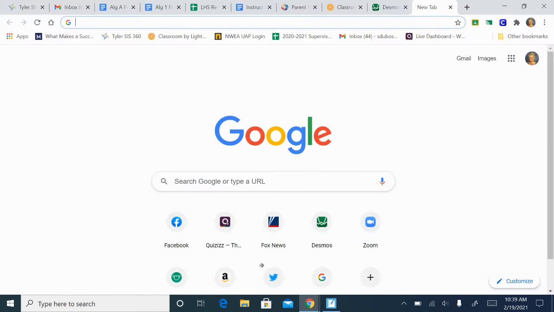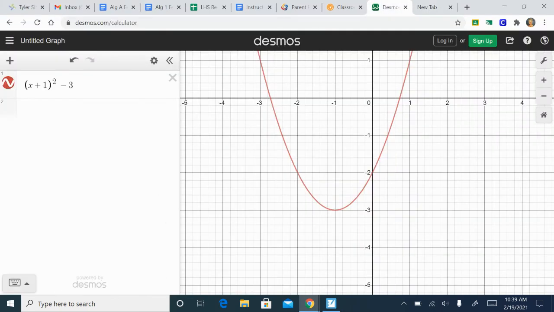Or you could use Desmos. Here I have the function typed in that we were working with. And as you can see, my vertex here is at -1, -3. And then you can see how wide it is with a variety of points.